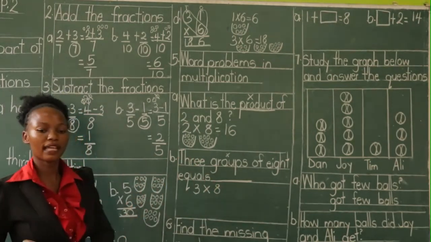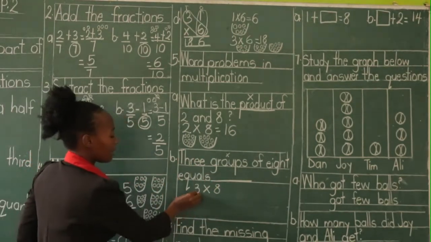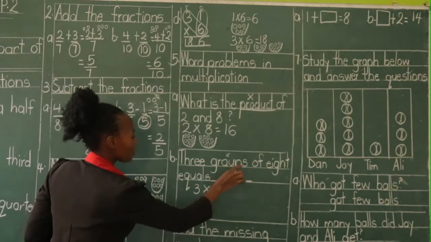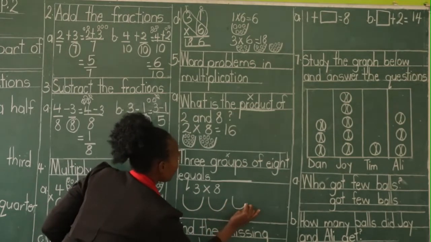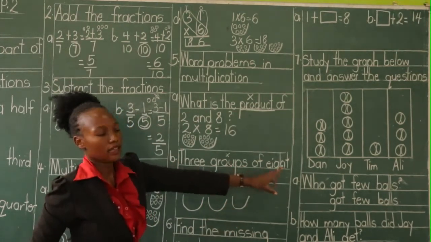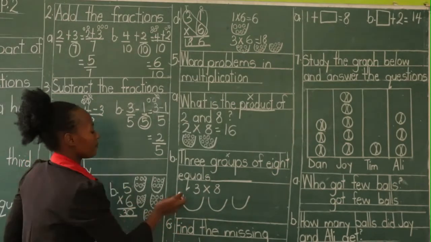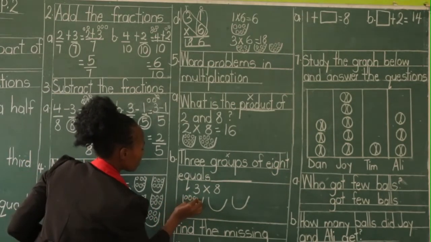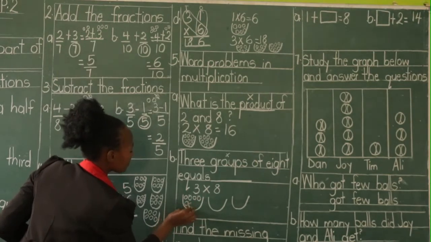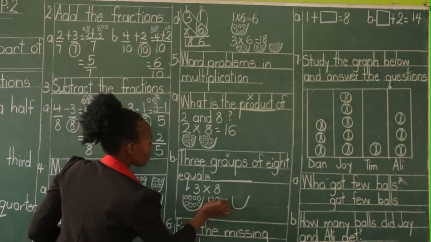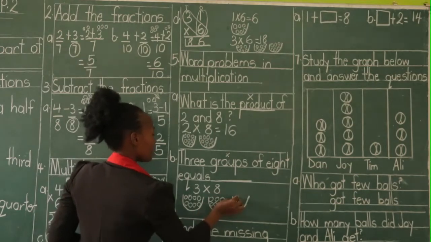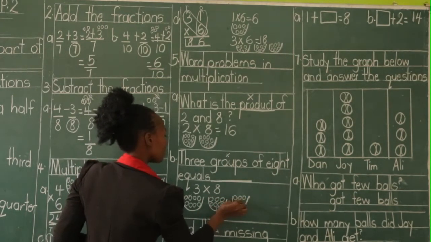After, we are going to form the groups there. For this number, already they told us form 3 groups. I form my 3 groups. 1, 2, 3 of 8. Each group having 8. 1, 2, 3, 4, 5, 6, 7, 8. 1, 2, 3, 4, 5, 6, 7, 8. 1, 2, 3, 4, 5, 6, 7, 8.